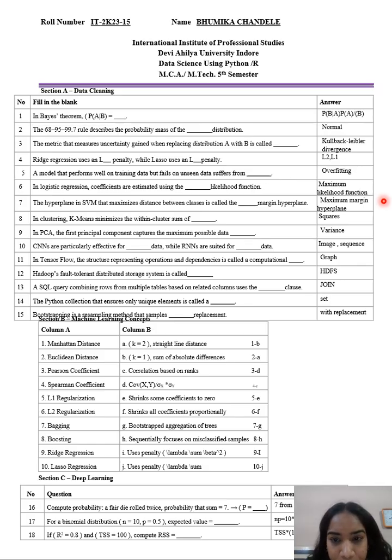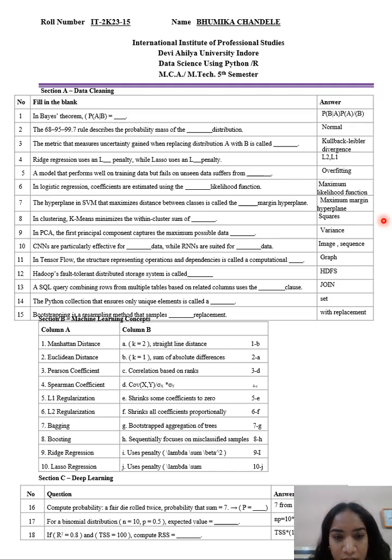Seventh question: the hyperplane in SVM that maximizes distance between classes is called the dash margin hyperplane. The answer is maximum margin hyperplane, because SVM finds the hyperplane that maximizes the margin, the distance between the closest points of the different classes, which improves generalization.